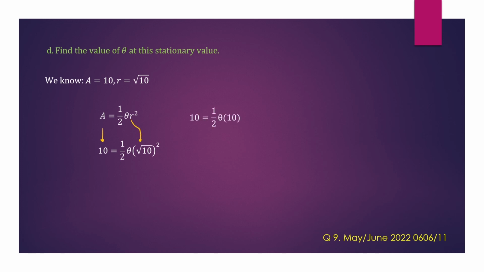That will give us 10 equals a half theta times 10. And simplify a bit more, 2 times 10 on 10. The 10s will cancel. And theta will be equal to 2 radians. And that's your final answer.